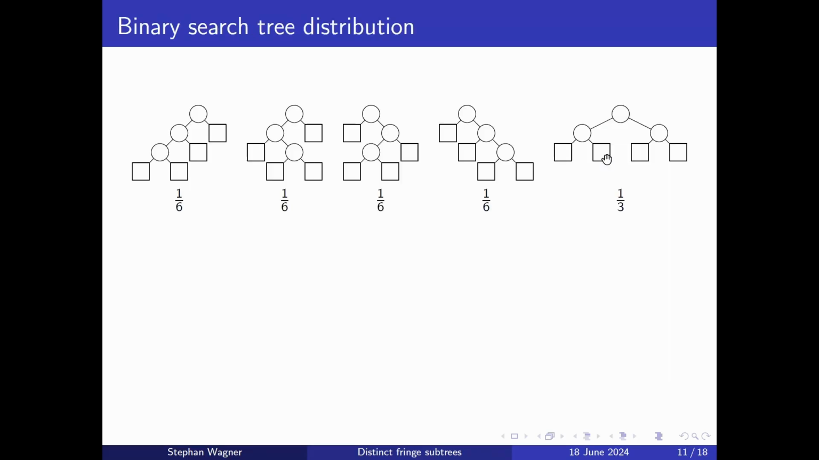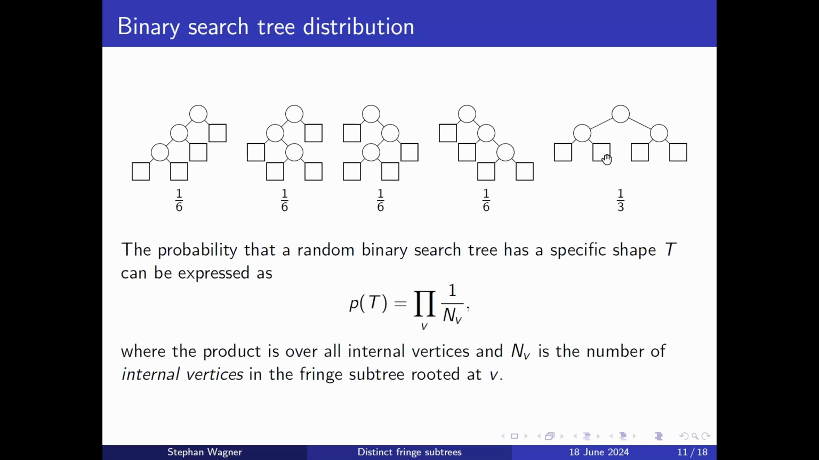But let's first talk about the binary search tree distribution. So I told you it's not uniform. And here is the first instance where you see that it isn't uniform. It's all the possible trees with 3 internal and 4 external vertices. And in the binary search tree model, this one is slightly more likely. So it has a probability of 1/3, as opposed to these that are all occurring with a probability of 1/6. And one can say exactly for any given shape what the probability is to occur.